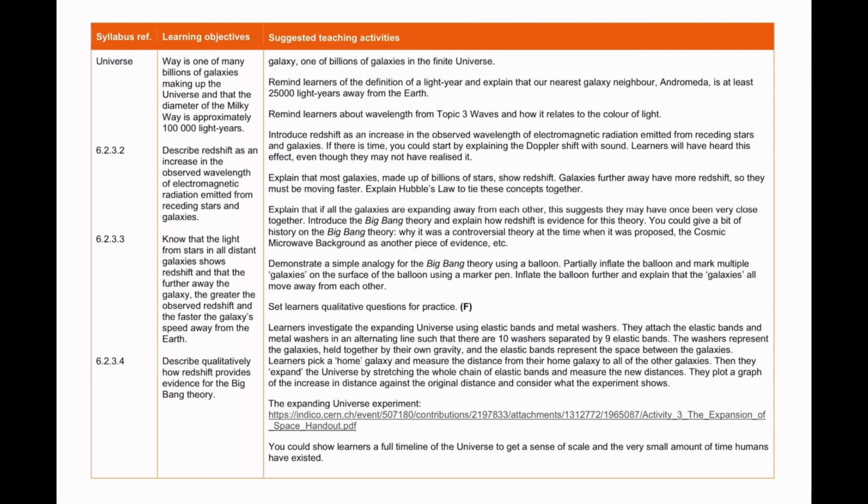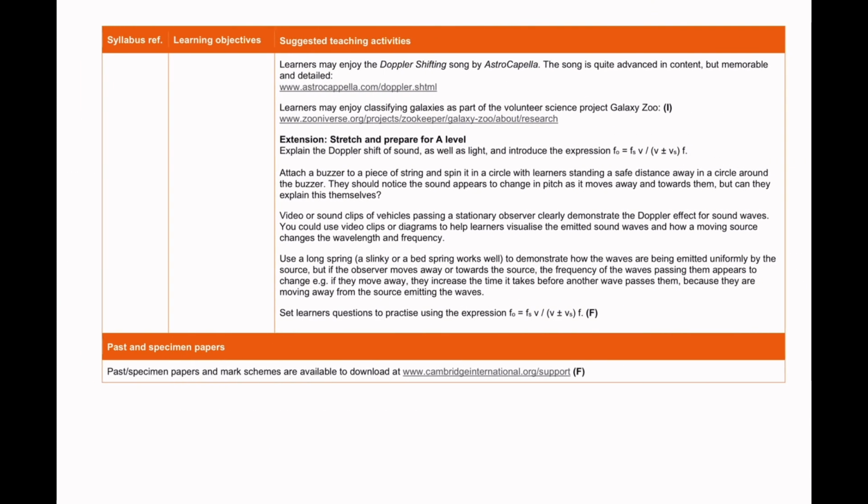Describe redshift as an increase in the observed wavelength of electromagnetic radiation emitted from receding stars and galaxies. Note that the light from stars in all distant galaxies shows redshift, and that the further away the galaxy, the greater the observed redshift and the faster the galaxy's speed away from Earth. Describe quantitatively how redshift provides evidence for the Big Bang theory.